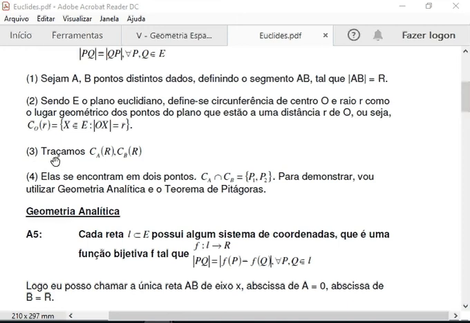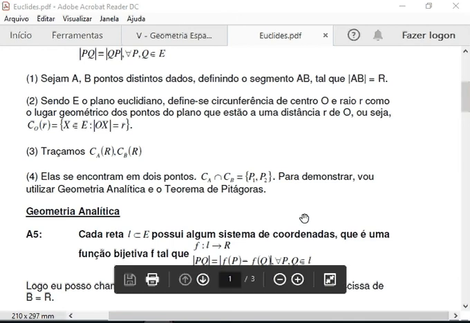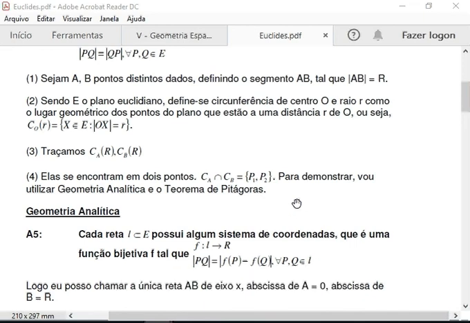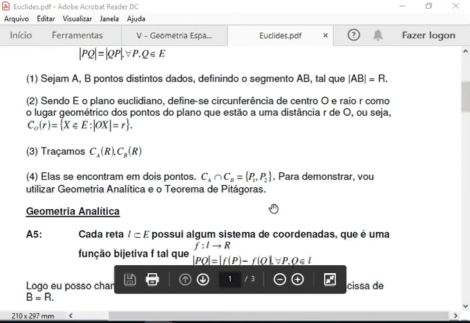3. We write and draw C(A, R), C(B, R). 4. These two circles meet in 2 points, CA intersect CB equals P1, P2. Do you believe they meet at 2 points? We will show. In other geometries, they do not always meet in 2 points. We will use analytical geometry and Pythagoras theorem.